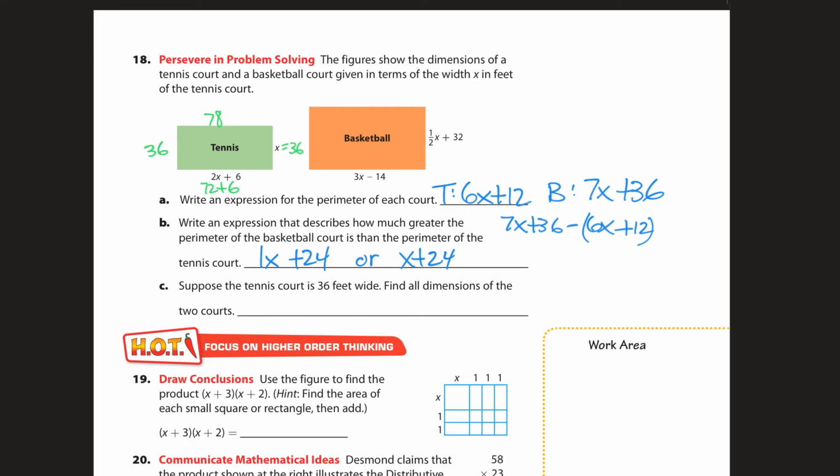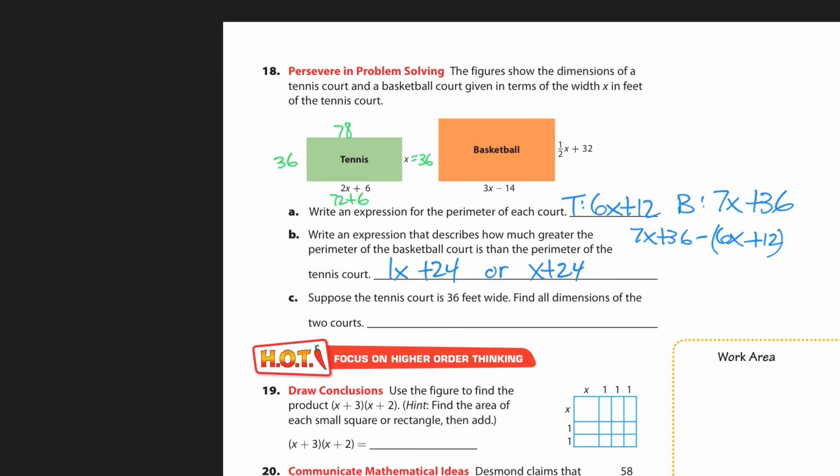Okay. So I'm going to find the tennis court over here. We're looking at 78 plus another 78 plus 36 plus 36. Oh, they didn't want the full perimeter. Oh, did they? No, they didn't. Find the dimensions. Oh my God.